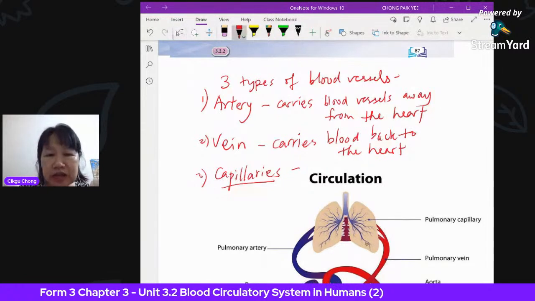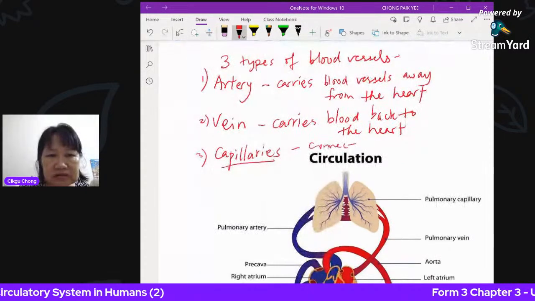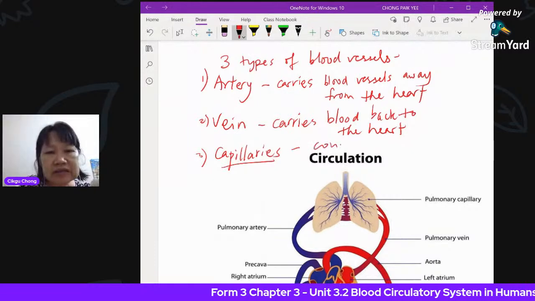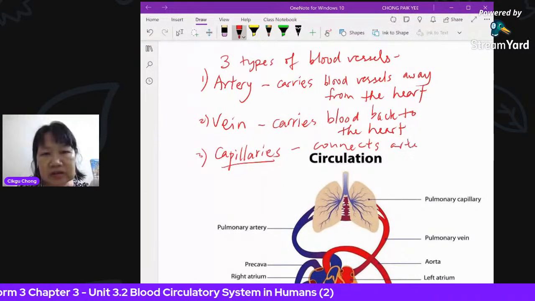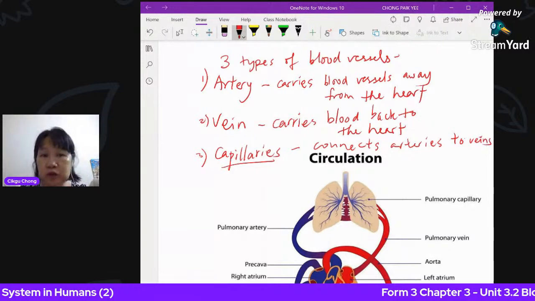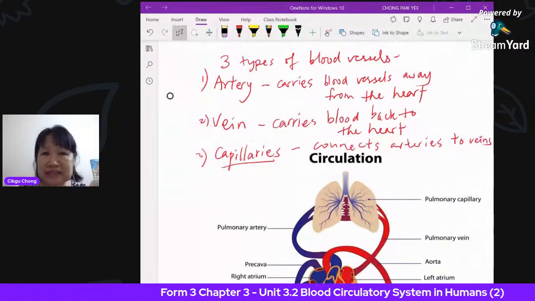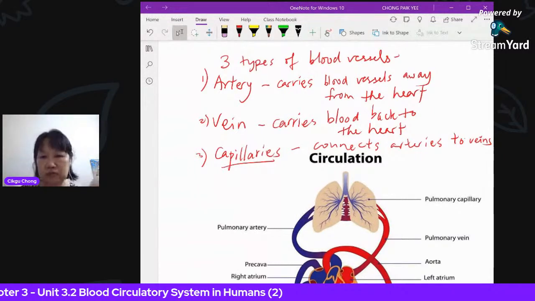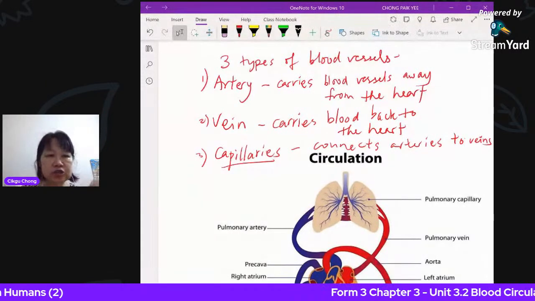Okay, so for capillaries here, you can put here: connects. That means connect, join together. Connects arteries to veins. And also, it allows diffusion of gases and also nutrients to take place. That means it allows the things to pass out and go into the capillary, in and out. Okay, so these are the 3 types of blood vessels.